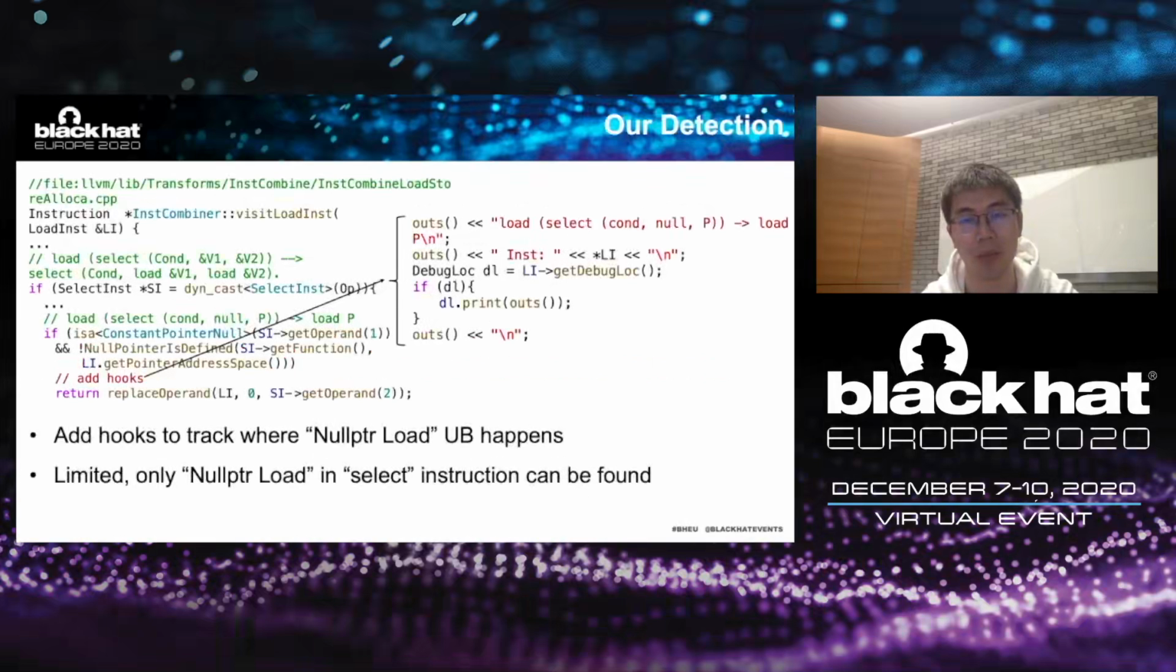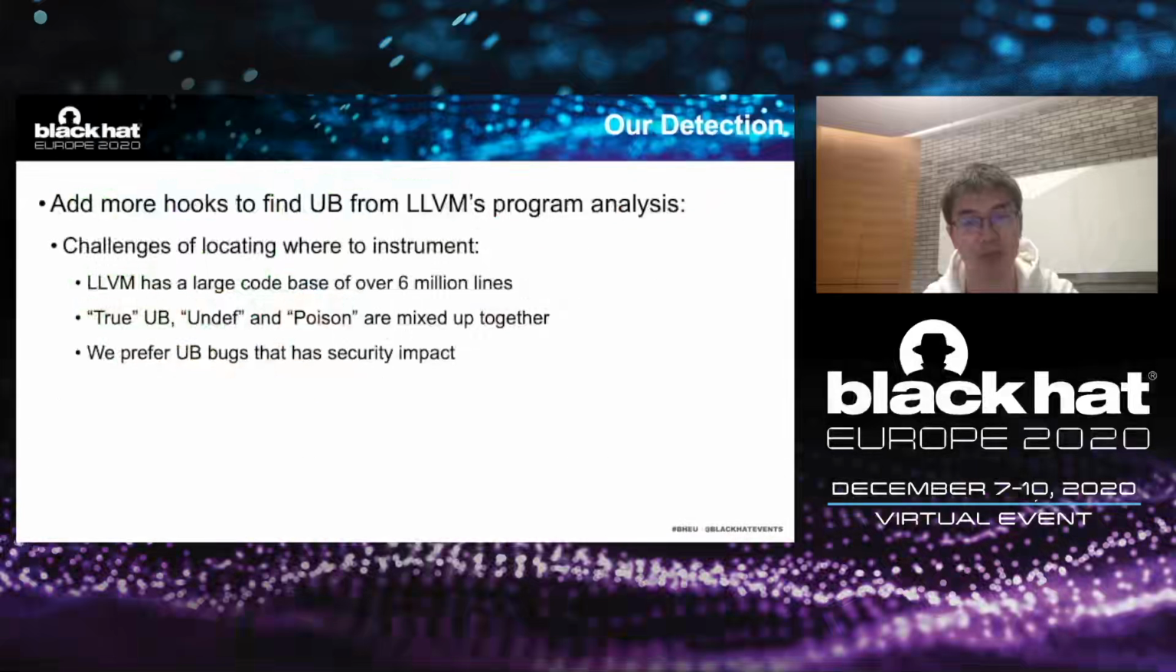Let's go back to the combine redundant instructions optimization pass. We can add hooks here so that we can check where undefined behavior happens. We can use the hooked clang to compile the program and find the undefined behavior bugs. You may challenge me that this detection is a little limited, as only a non-pointer dereference in a select instruction can be found. So we should add more hooks.